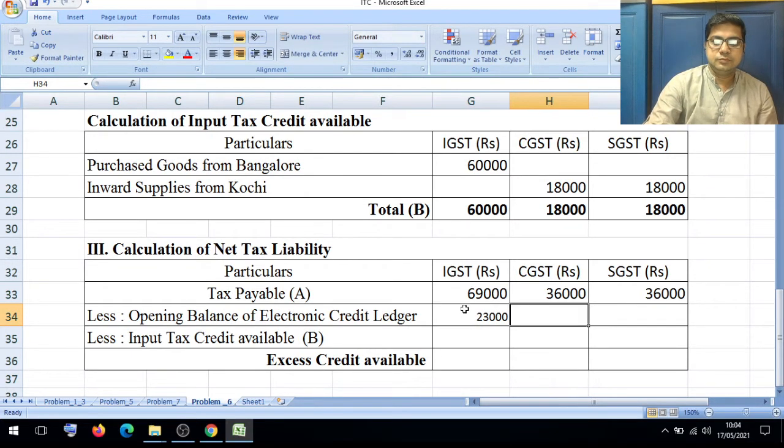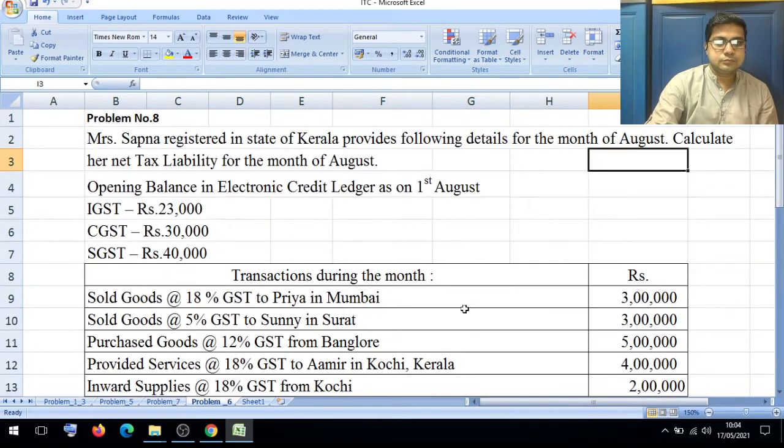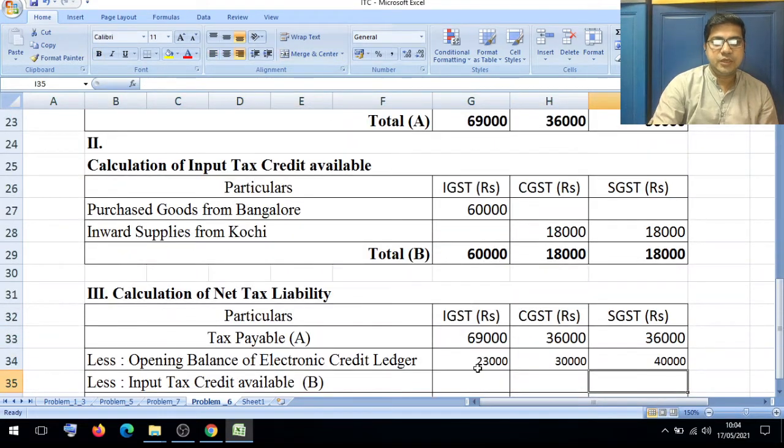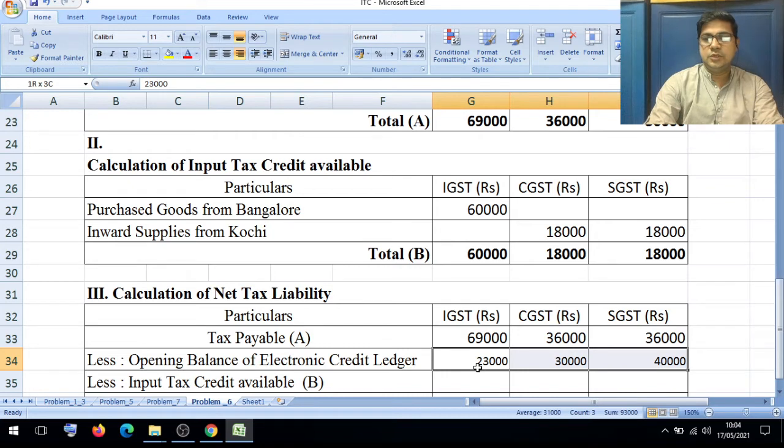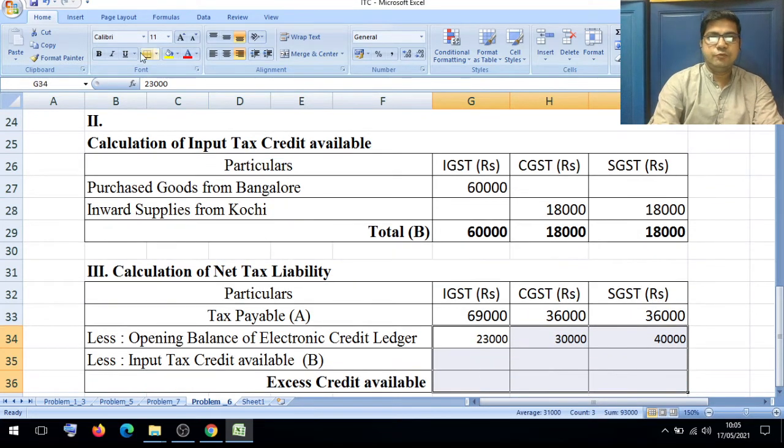Twenty-three thousand, 30,000, and 40,000 is the value of the opening balance of the electronic credit ledger. It is deducted from the tax payable at the time of sale. Then the purchase taxes are considered as input tax credit available.